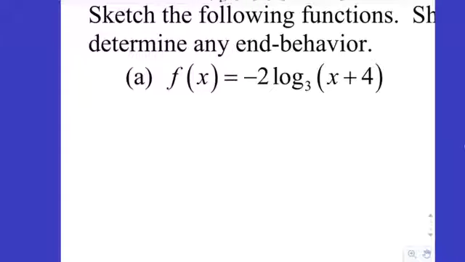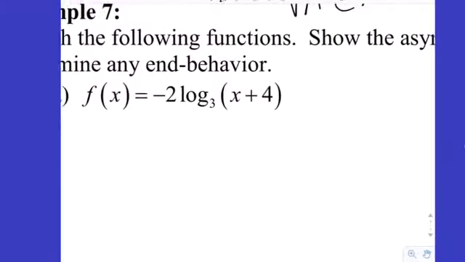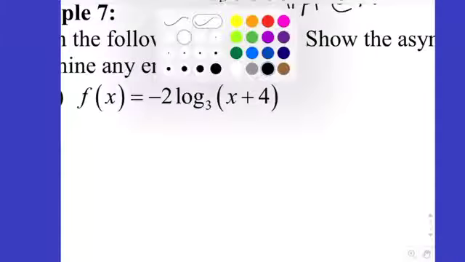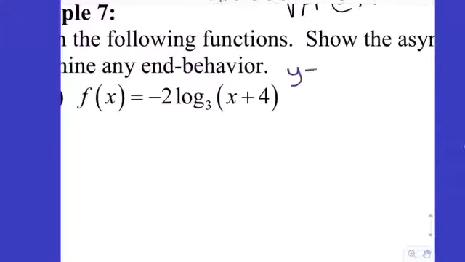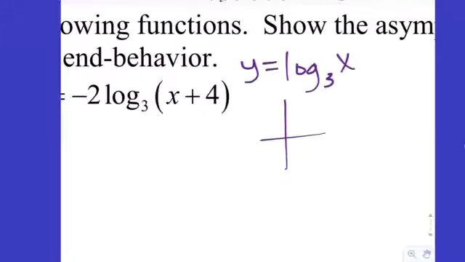What's the parent function? This is a transformation of what parent function? Natural log of x? Log base 25 of x? No, it's a transformation of log base 3, right? Log base 3, which is logarithmic what? Growth or decay? The base is 3, that's bigger than 1, it's logarithmic growth.